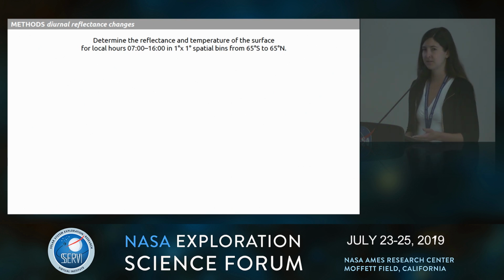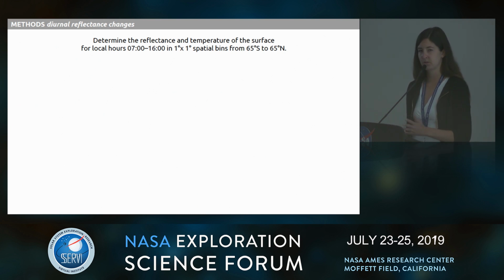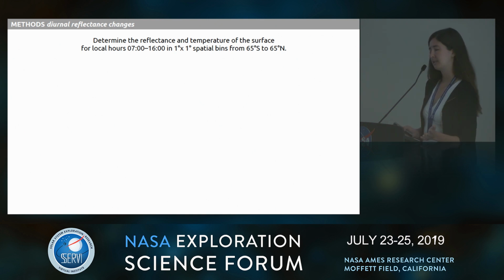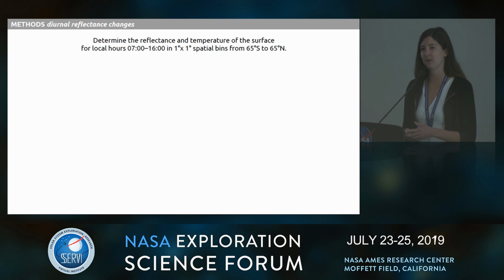So in order to tackle this question, we're looking at the normal albedo of the surface from LOLA. Again, this is at 1064 nanometers. And then we're tying that to the temperature of the surface as measured by Diviner. And we're specifically looking at data that was acquired between local 0700 and 1600 because this is the time gap where we have coverage of the lunar surface from LOLA. We're binning the data in 1 degree by 1 degree spatial bins, which equates to about 30 kilometers depending on where you are, and specifically from 65 degrees north to south because this is where we experience the largest temperature variations on the moon.